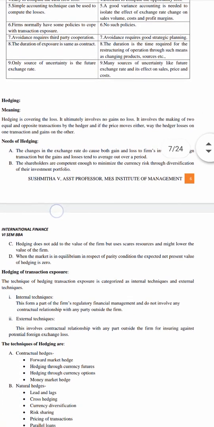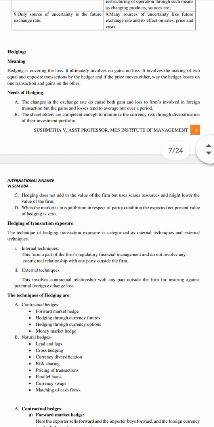Next, hedging technique. Hedging is shielding ourselves against losses. So for example, if I am taking an insurance policy for my health, I am shielding myself against the health variations that I am going to anticipate in future. So that is called hedging technique.